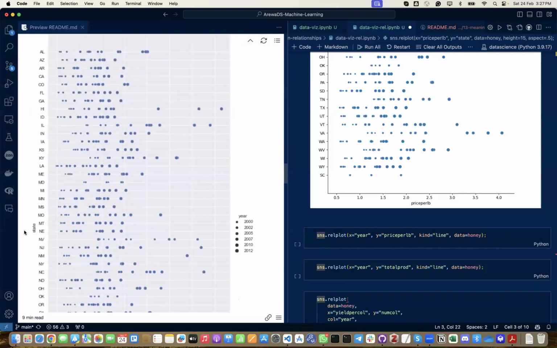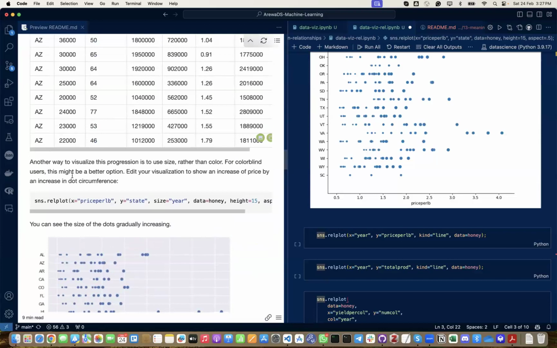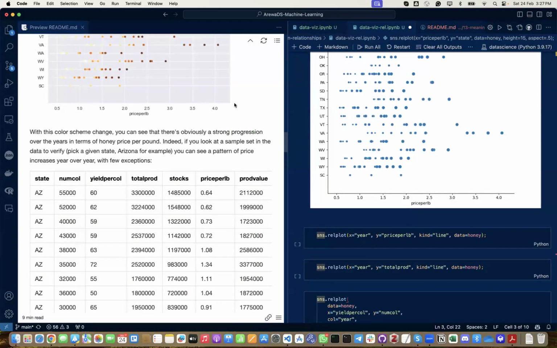So you can see the size of the dots are gradually increasing, but why? Another way to visualize is to use the size rather than color. For color blind people, it might be a better option, but why did we use the color scheme? With this color scheme change, you can see that there is obviously a strong progression over the years in terms of honey price per pound.